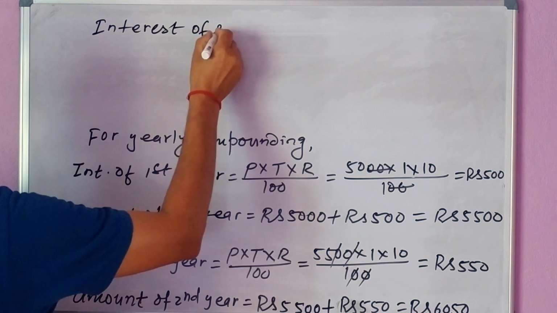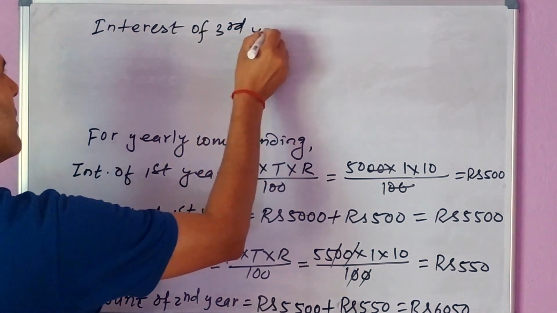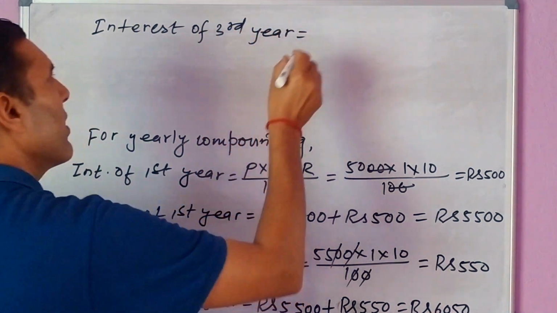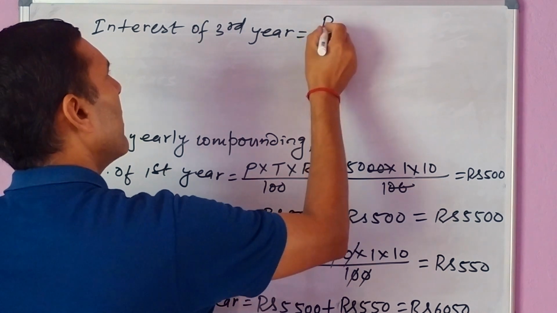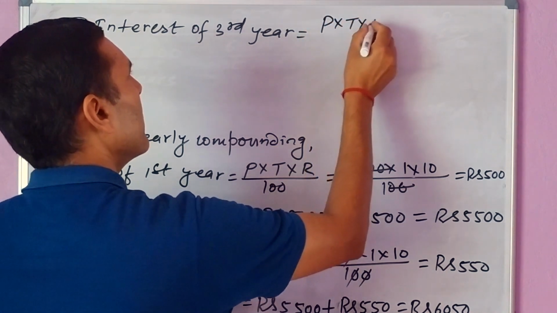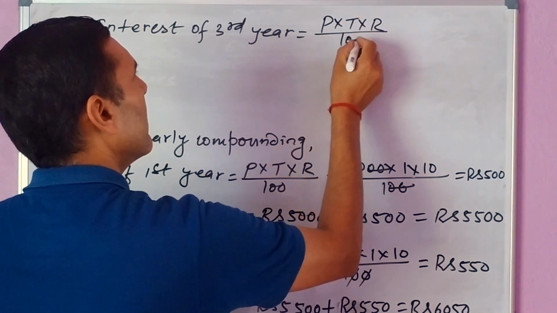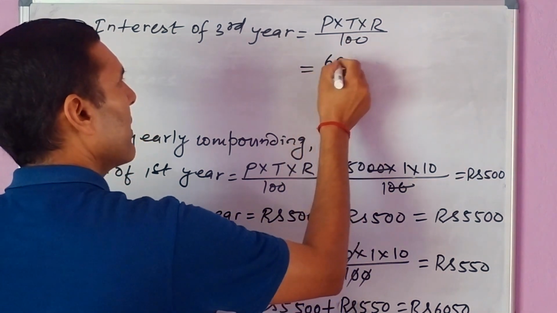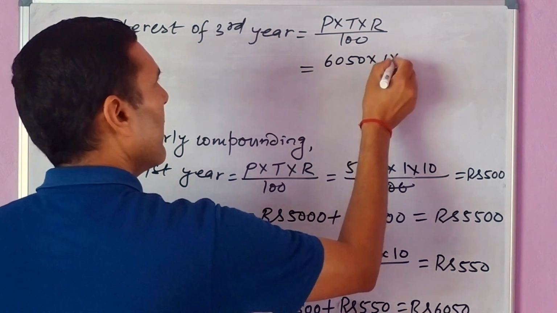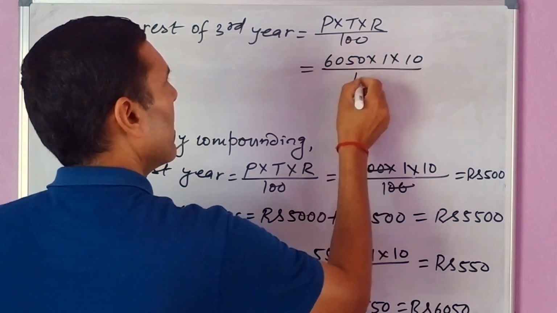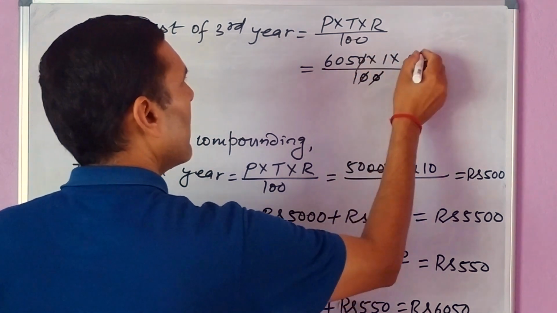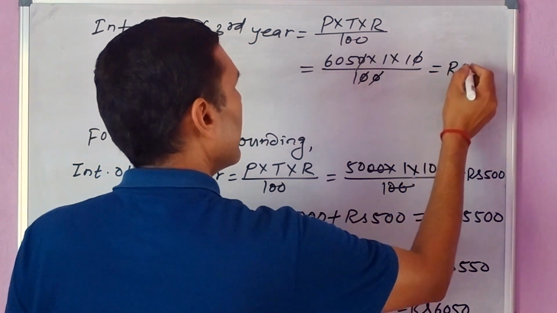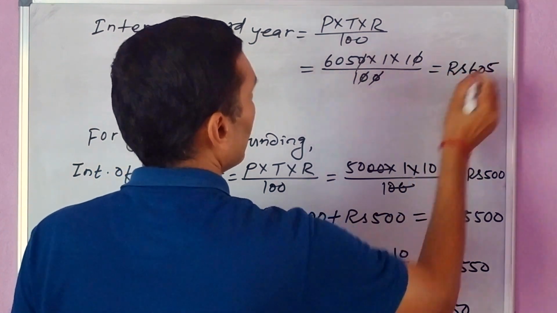So interest of the third year, again by the same formula, P into T into R upon 100. Now we have P 6,050, T is 1, R is 10 upon 100. So this time interest is 605 rupees.